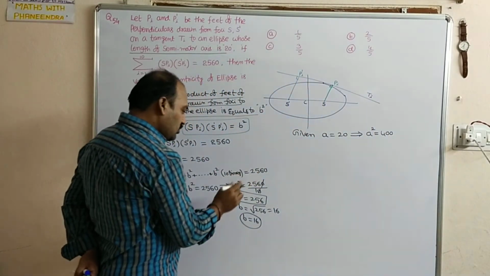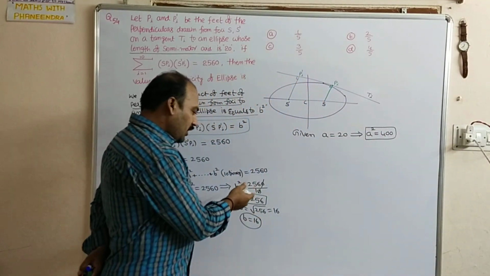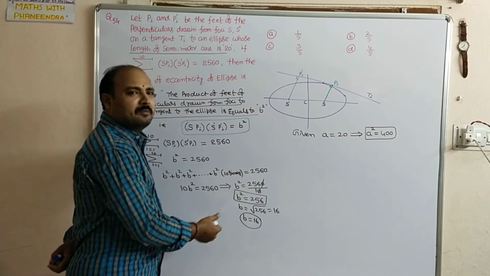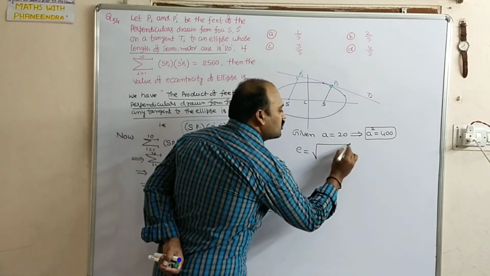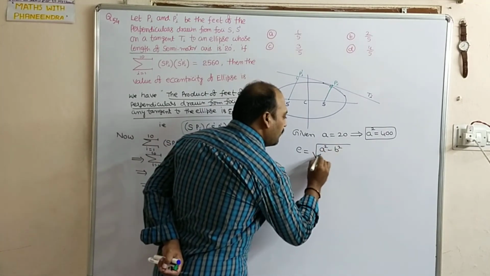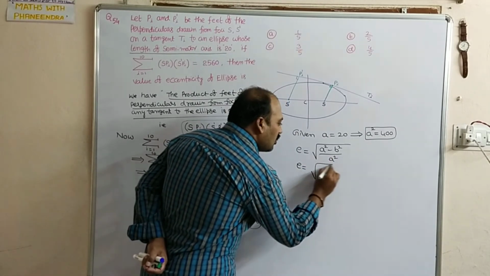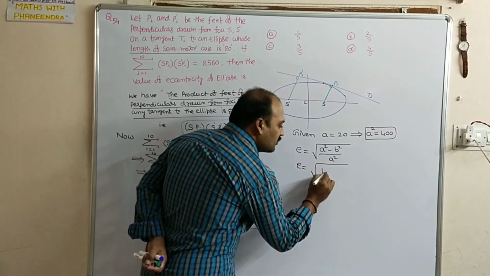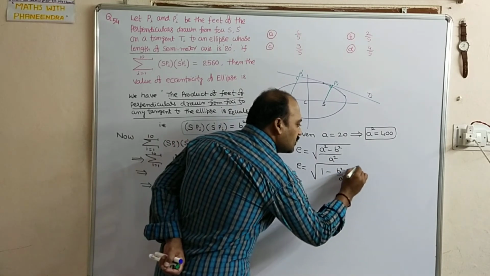After getting the values of a square and b square, clearly a is greater than b. So eccentricity E is equal to square root of (a square minus b square) divided by a square. This also can be written as root of (a square by a square is 1 minus b square by a square). Substitute the respective values.